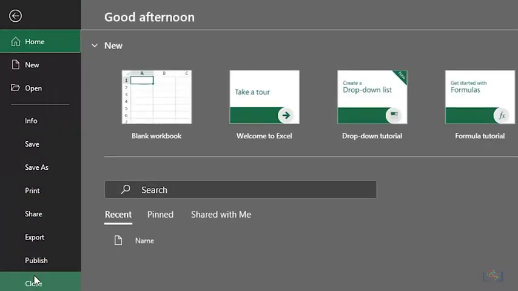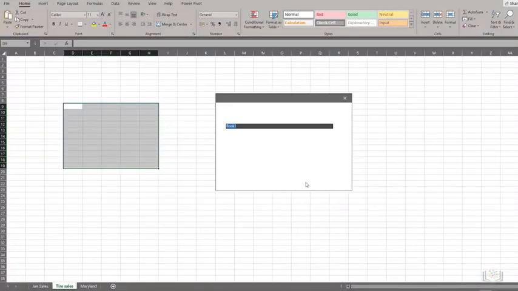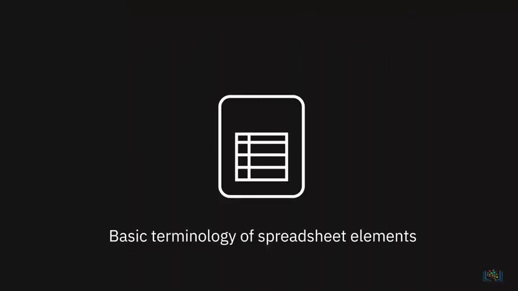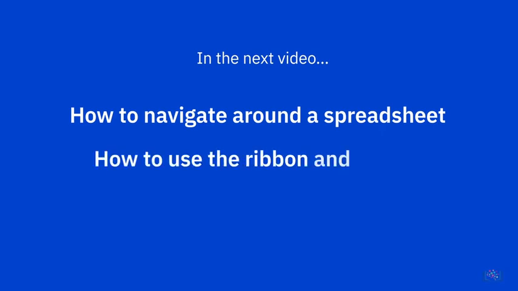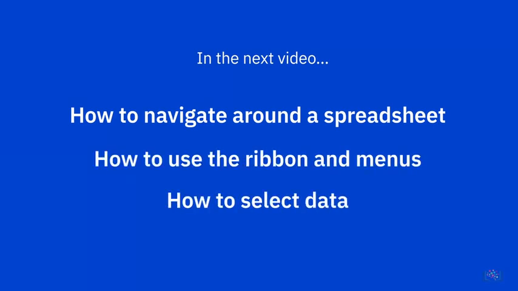We can now close this workbook, and we don't need to save it. In this video, we learned about some of the basic terminology of spreadsheet elements. In the next video, we will discuss how to navigate around a spreadsheet, how to use the ribbon and menus, and how to select data.